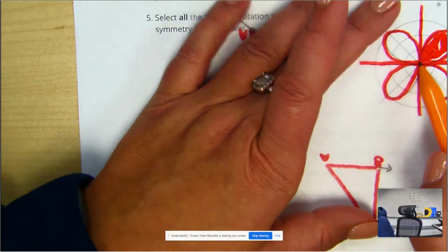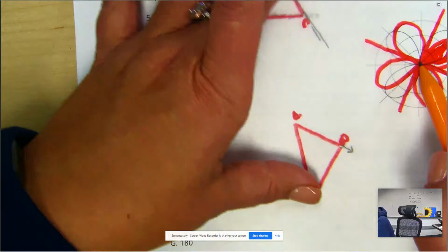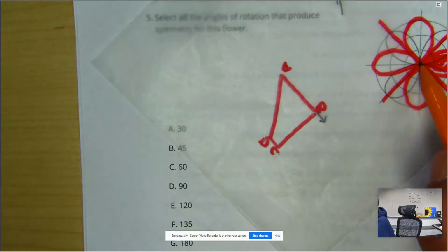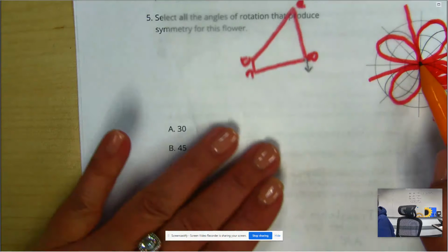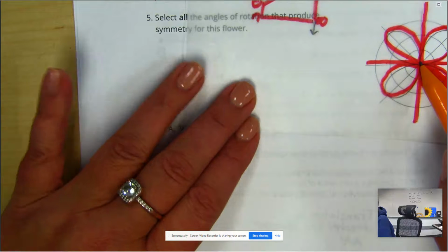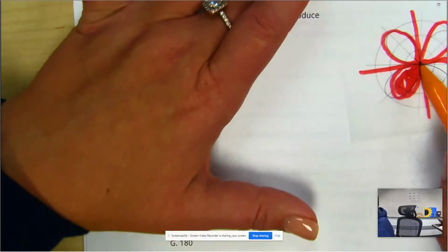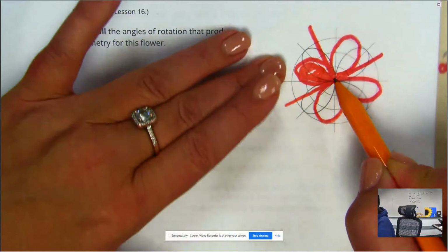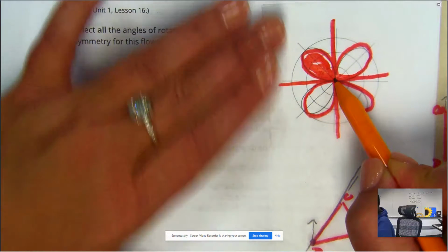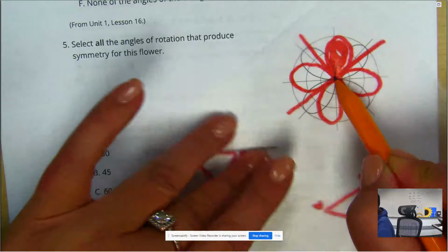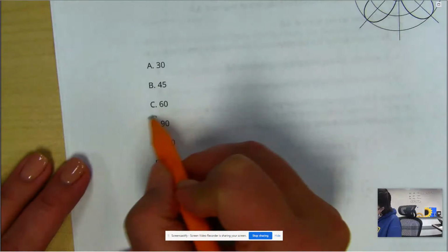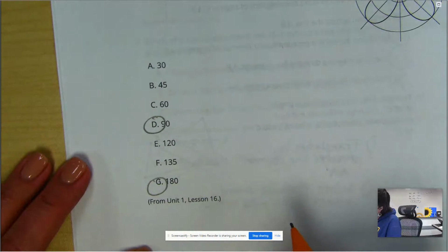So that's 45, right? Half of the turn of the paper. That isn't lining up. But there's 90. That's lining up. And then I got to turn it all the way to there. That's 180. 270. And then all the way back to 360. So we've got 90, 180.